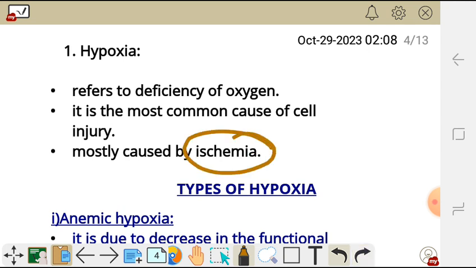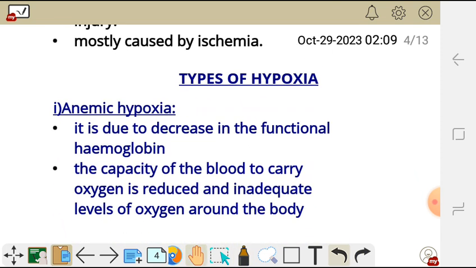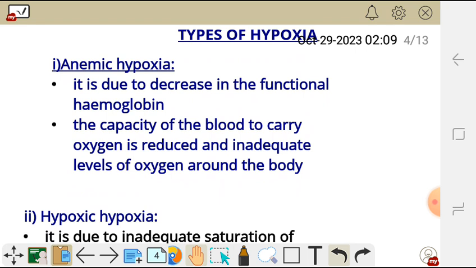So ischemia, here we are talking about reduced blood supply to a tissue. We have a blood vessel which has been occluded and blood supply to a certain tissue is reduced. That is ischemia, and ischemia is the most common cause of hypoxia. So hypoxia is of several types. There are 4 types of hypoxia.